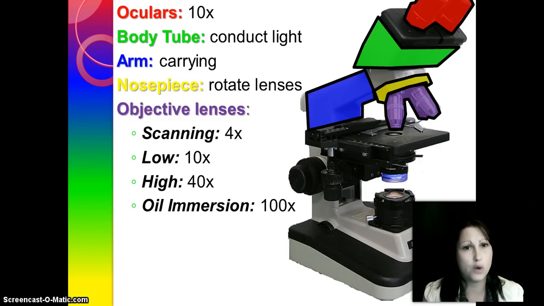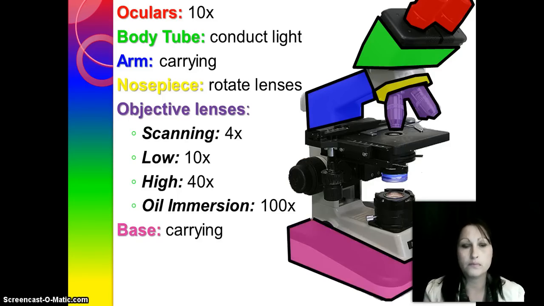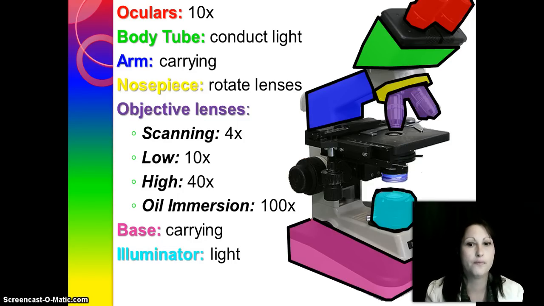For our purposes in 101, we probably will not be using the oil immersion. But in microbiology, it's almost a guarantee. Next, we have the base, which is just the part that sits on the table. And this is also the other part that you're going to have your hand underneath when you're carrying the microscope.